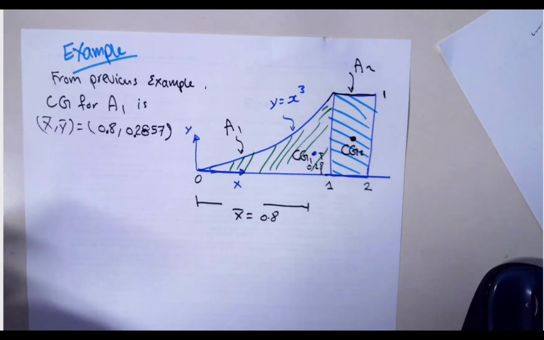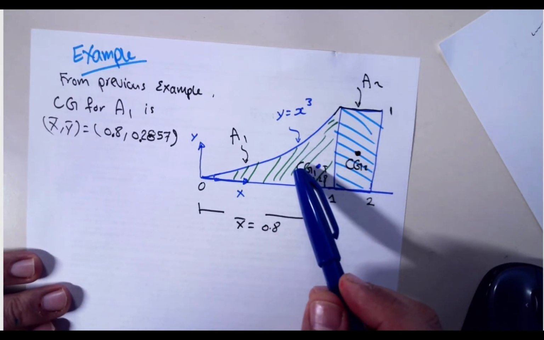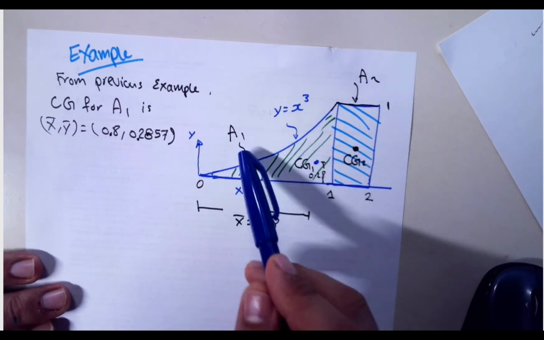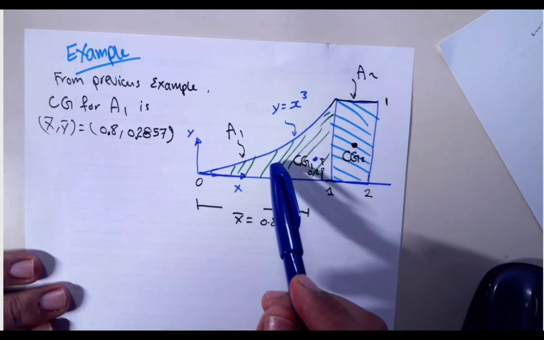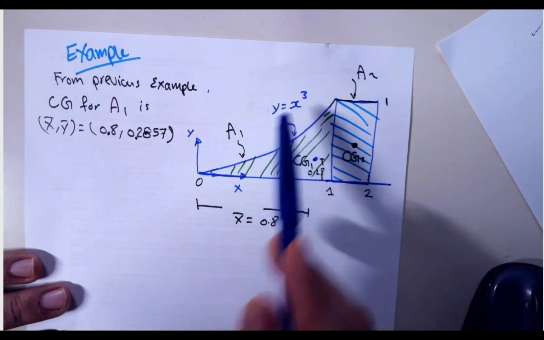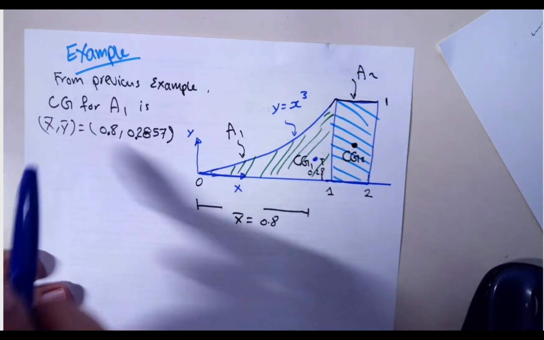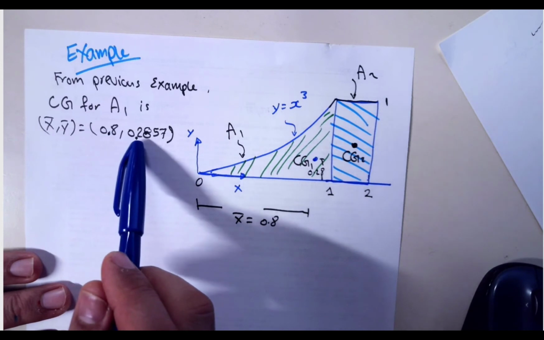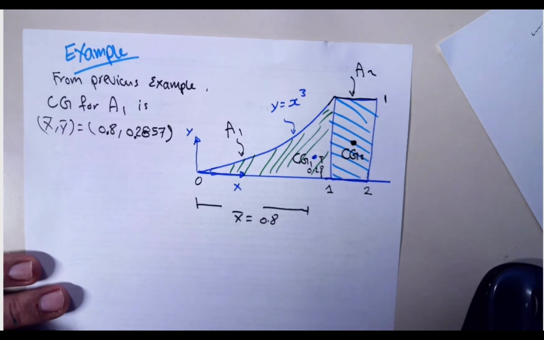Okay, let's take another example. This is a little bit different. We have an object that is comprised of two components or two areas, area 1 and area 2. Area 1 is similar to the previous example we solved. It's described as a function of y equal to x cubed from 0 to 1. And we were able to find from the previous analysis how much is the x bar and y bar. So x bar is 0.8 and y bar is 0.2857, with the unit, let's say, meter.